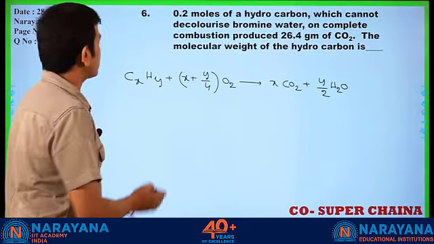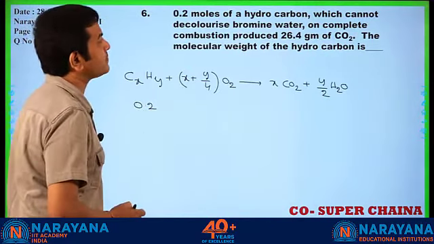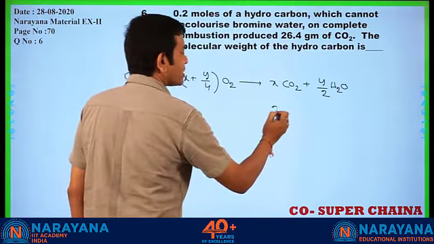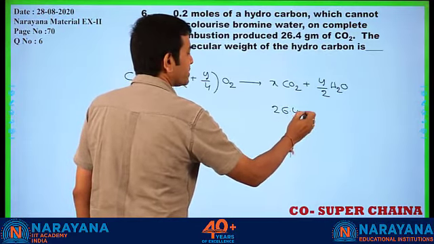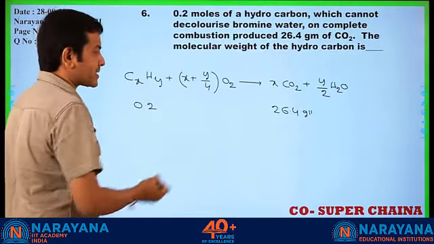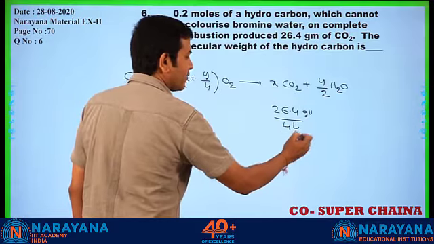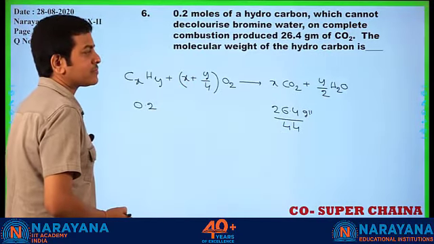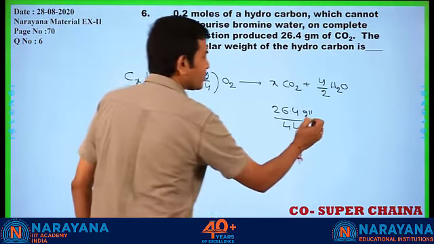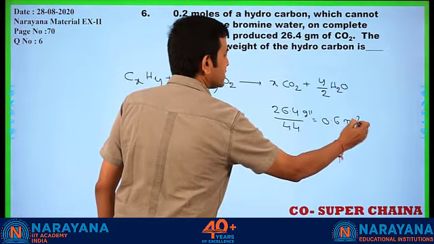Here 0.2 moles of hydrocarbon on complete combustion, 26.4 grams of CO2 is obtained. Now let us calculate the number of moles of CO2: 26.4 divided by 44, where 44 is the molecular weight of CO2, is equal to 0.6. So 0.6 moles of CO2 is formed.